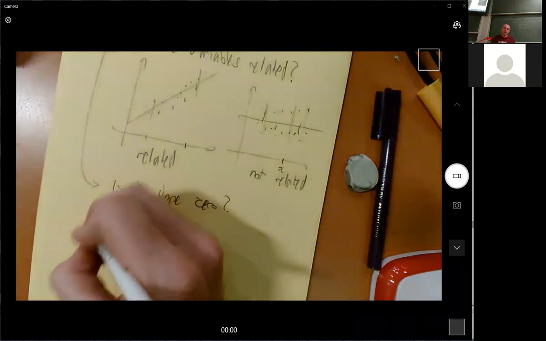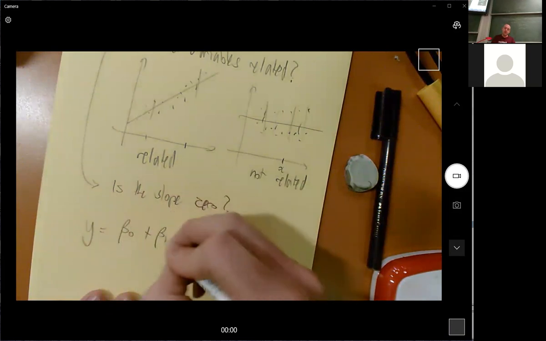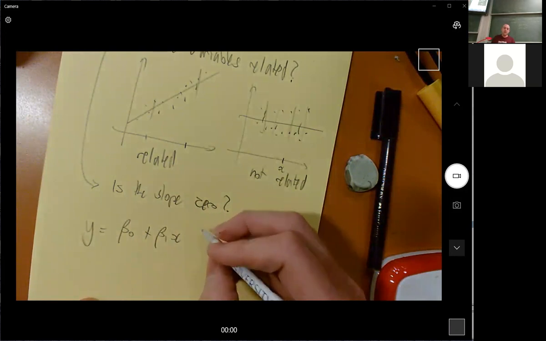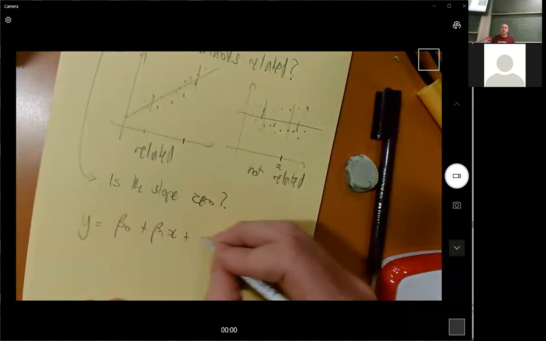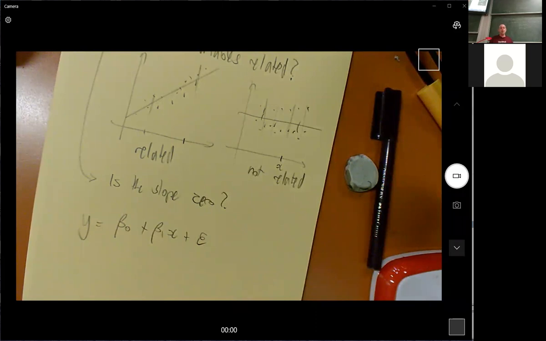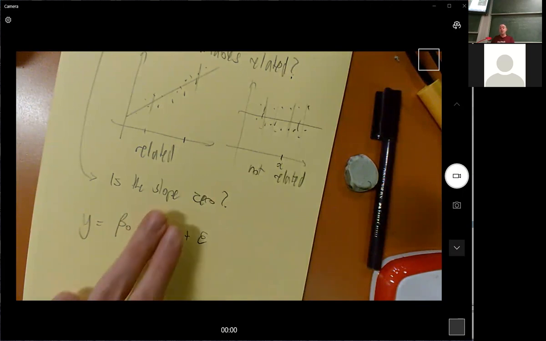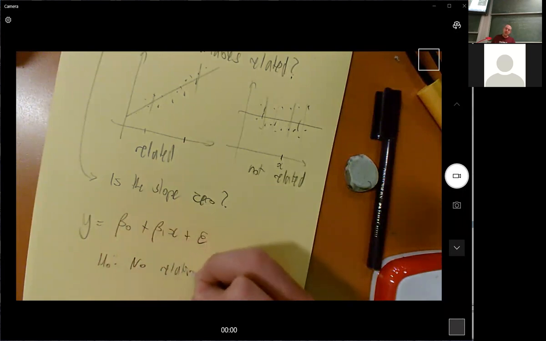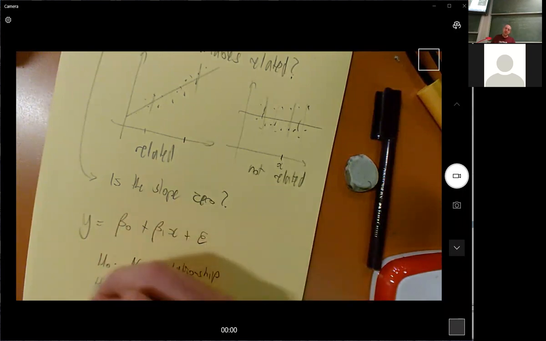So if you say that Y is beta naught plus beta 1, do they use this, beta naught and beta 1? Yep. Plus an epsilon probably. If you say this, then the question of are they related is the same as is the slope 0? Because if the slope is 0, then this isn't here and it's just a number plus some random noise. And so the hypothesis of no relationship is the same as the hypothesis that beta 1 is 0.